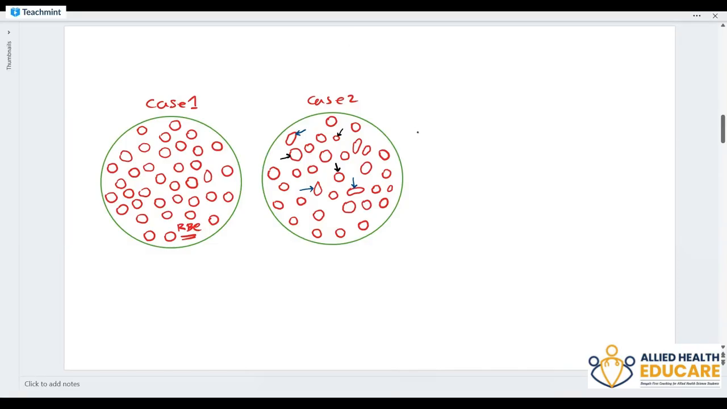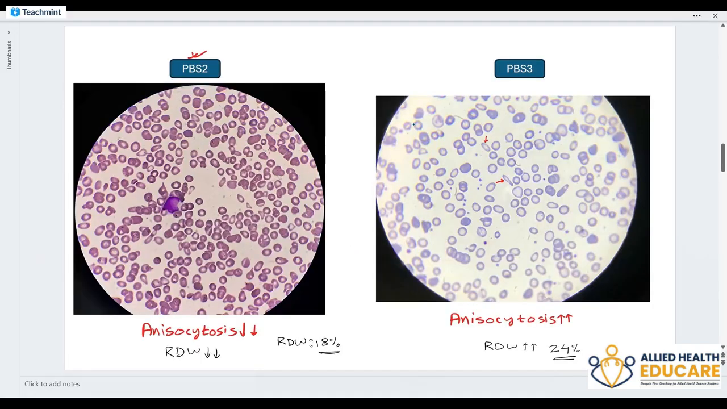So RDW is a parameter by which we can very effectively measure this type of situation: anisocytosis, poikilocytosis, or anisopoikilocytosis. But more effectively, we can determine the anisocytosis. In this picture, in the case of PBS2, peripheral blood smear 2, you can see there is a larger degree of anisocytosis. So in this PBS, the RDW is 18%.